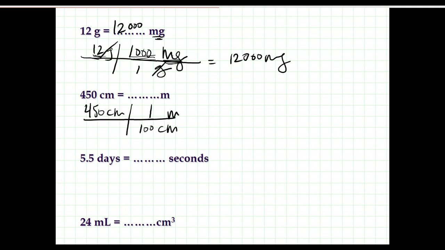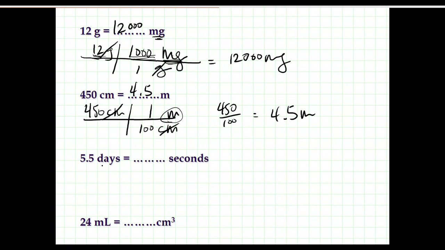450 times 1 divided by 100. 450 times 1 is 450, divided by 100 is going to be 4.5. But what about my labels? Centimeters on top and centimeters on bottom cancel out. What am I left with? Meters. 4.5 meters. 450 centimeters is equal to 4.5 meters.